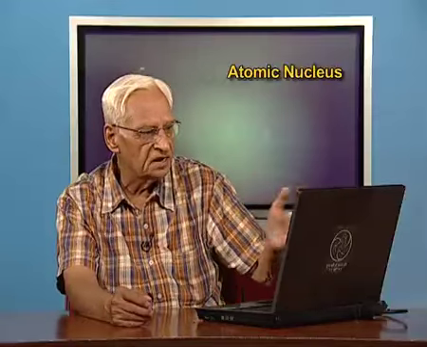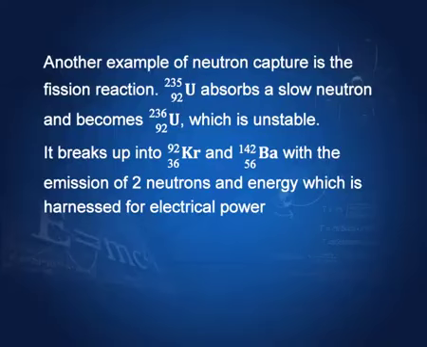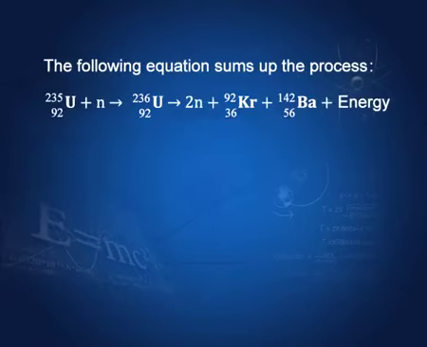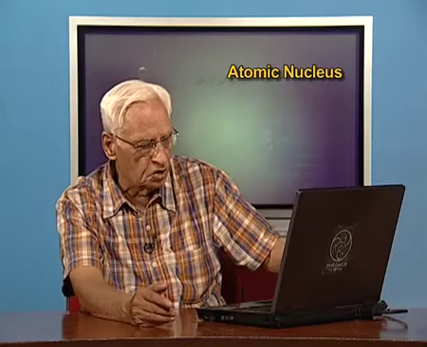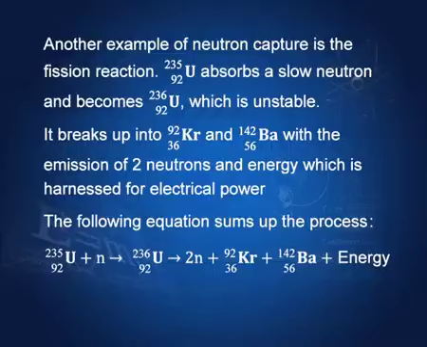Another example of neutron capture is the fission reaction. You see here, this is uranium 235. I think you are familiar with this. With atomic number 92, it absorbs a neutron. This becomes uranium 236 with atomic number 92, which now emits 2 neutrons plus 2 nuclei, krypton and barium, and also a lot of energy. And you can see in this equation, I shall deal with it also later, that the number of nucleons is conserved as well as the charge.